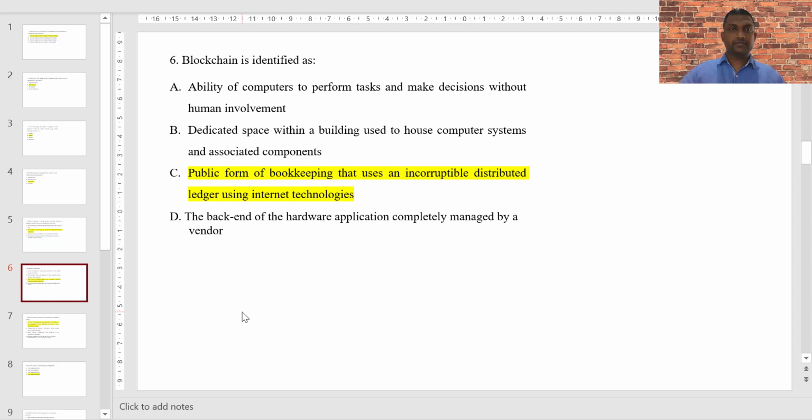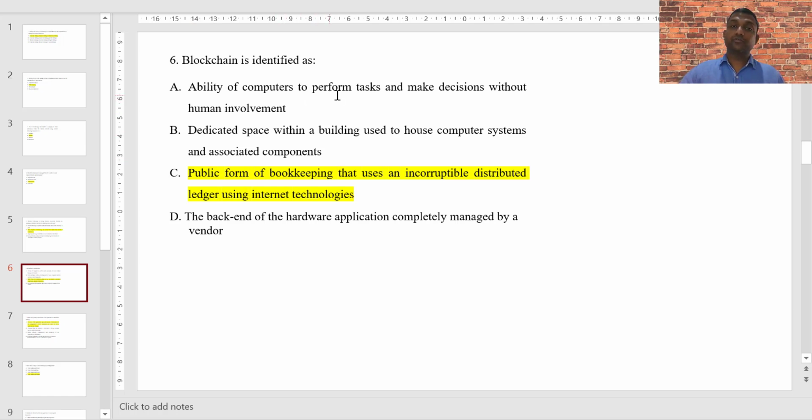Question number 6. This is about blockchain. So how do we identify blockchain? There are 4 answer points again given, and the third one, answer C, is marked as the correct one. Let's go on one by one.